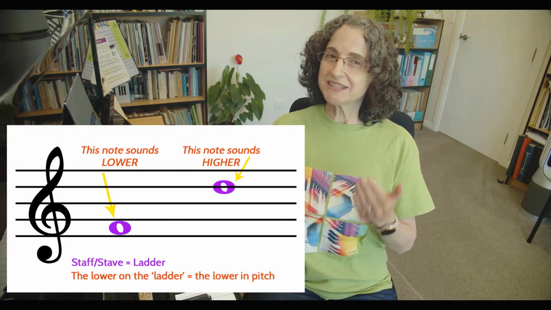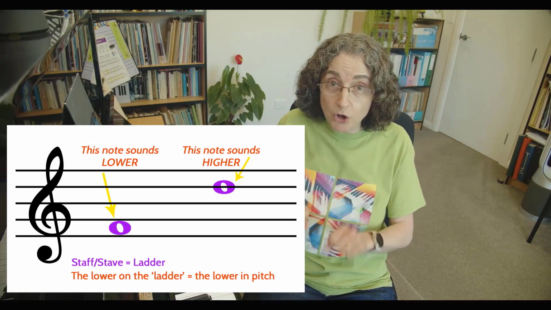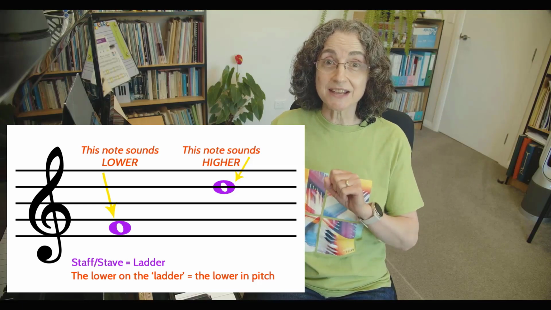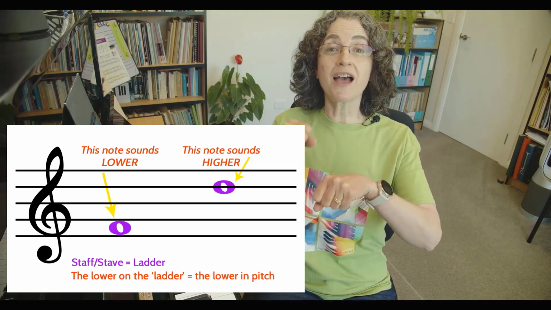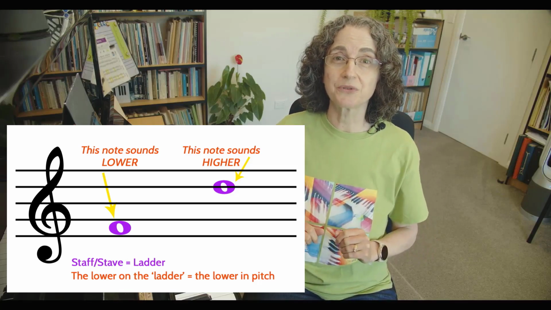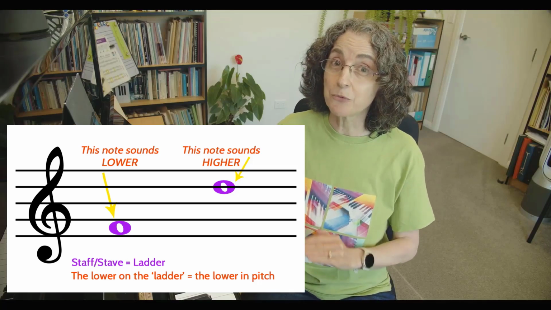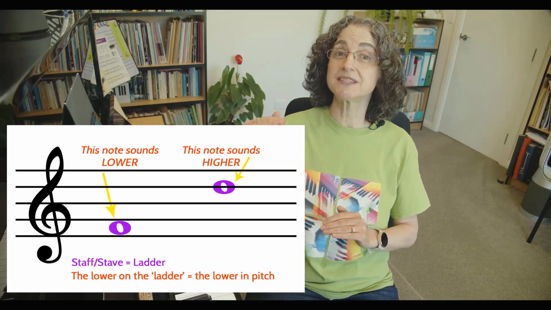The next concept is to do with pitch, or how high or low a note sounds. Imagine the stave is like a ladder. When you begin to climb the ladder, you start off low to the ground. And as you climb up the rungs, you get higher and higher. It's the same for the stave. When a note is written near the bottom of the stave, it sounds lower. And when it's written near the top of the stave, it sounds higher.